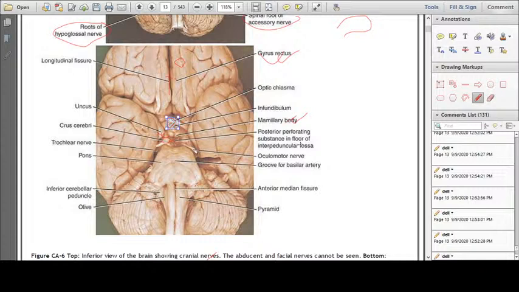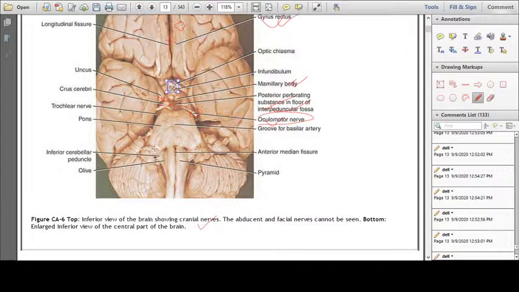Posterior perforating substance in the floor of the interpeduncular fossa. This one is the oculomotor nerve, also a cranial nerve. This right here is a part of the brainstem, which is the pons varolii, and this one is the olive, which is a part of the medulla oblongata, I guess, and this one is the inferior cerebellar peduncle, which is also part of the medulla oblongata.